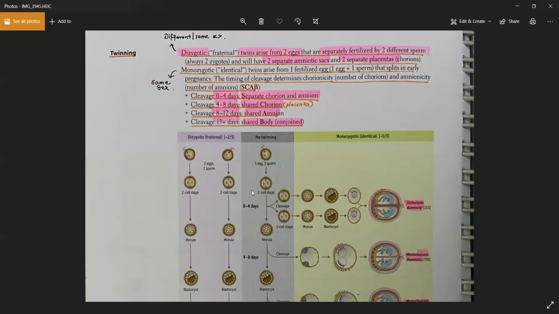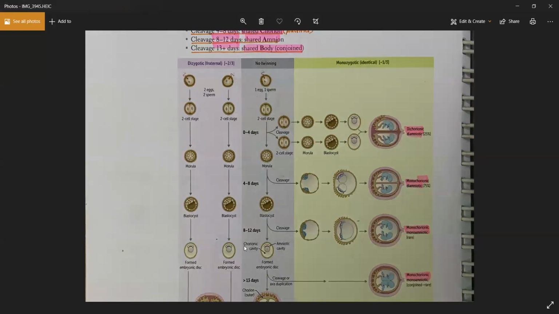Yeah, and that exactly happens. You will have a separation, a cleavage of these cells, and each individual cell will form an individual organism. You can have a separation within 0 to 4 days, within 4 to 8 days, 8 to 12 days, and after 12 days.